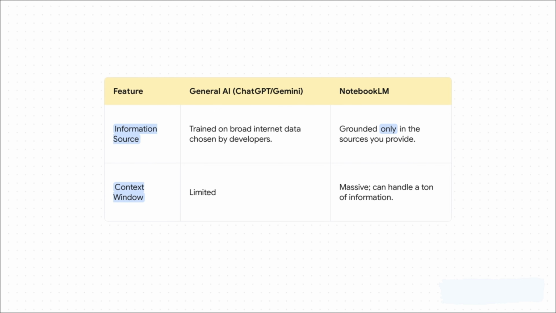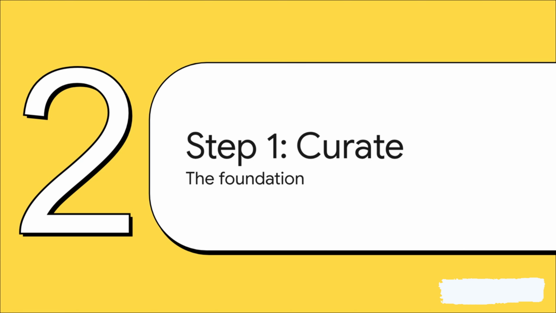NotebookLM, on the other hand, is grounded only in the sources you provide. This is huge because it pretty much kills the risk of the AI just making stuff up. And on top of that, it has a massive context window. That just means you can feed it a ton more information than most other tools out there can even dream of handling.